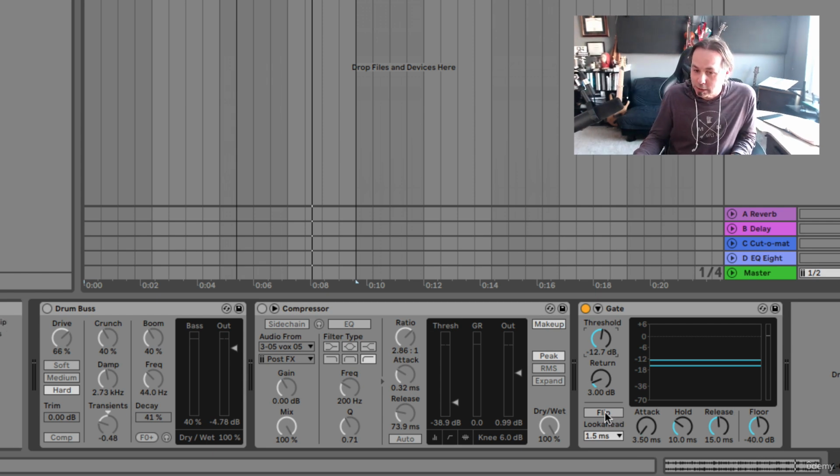We can also flip it. Look ahead makes it work a little bit faster. And then we can adjust the speed that it kicks on.